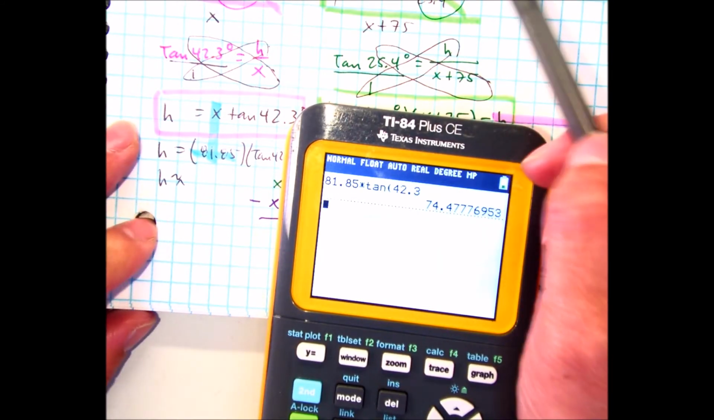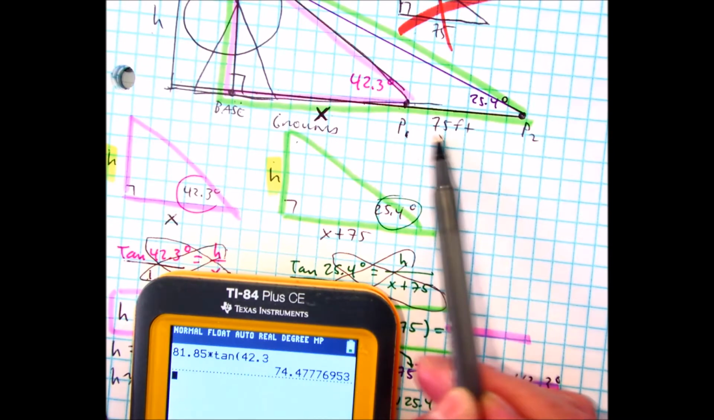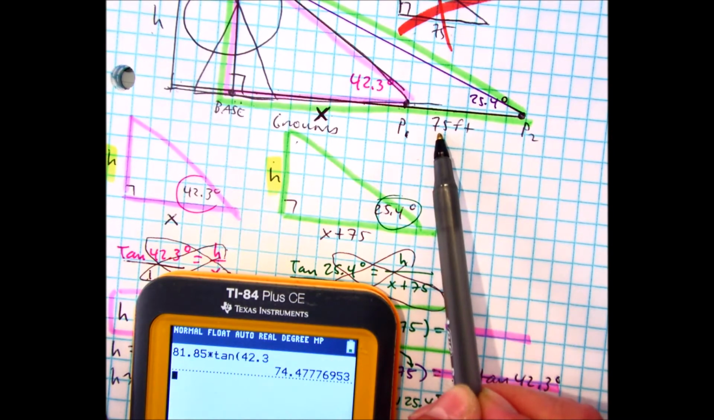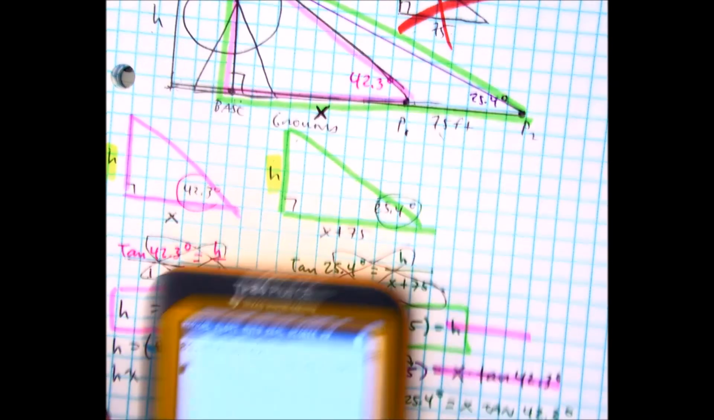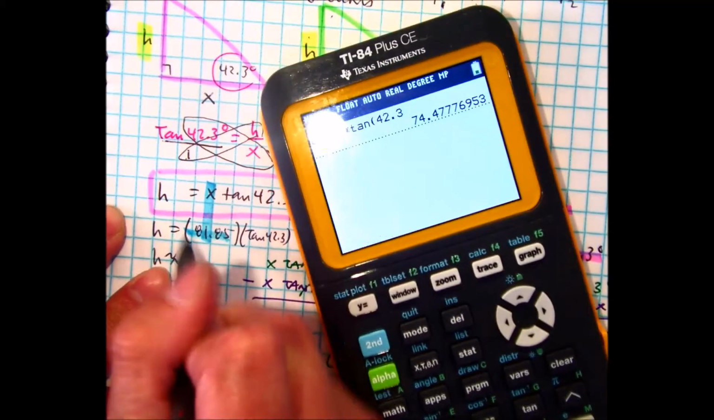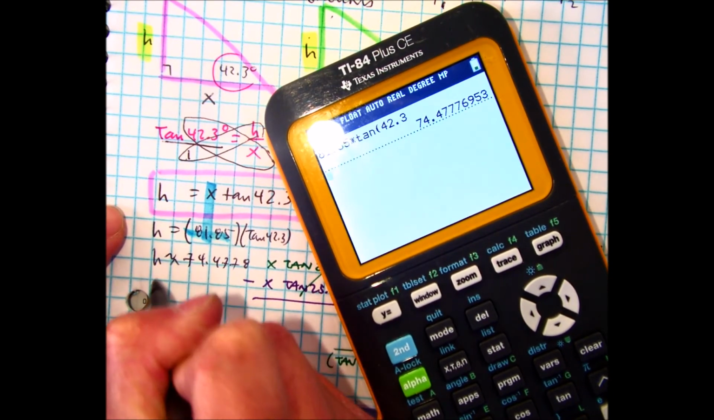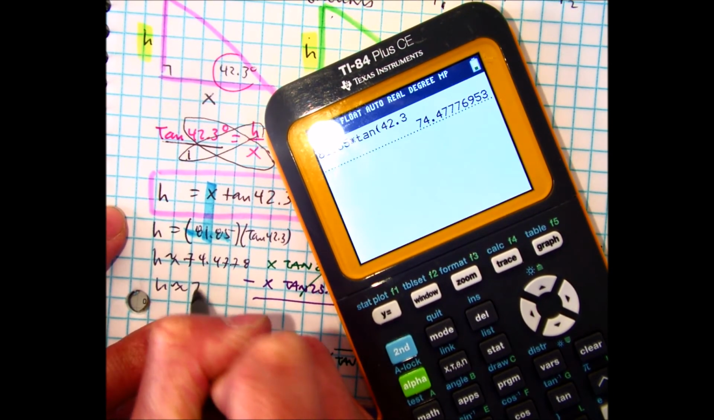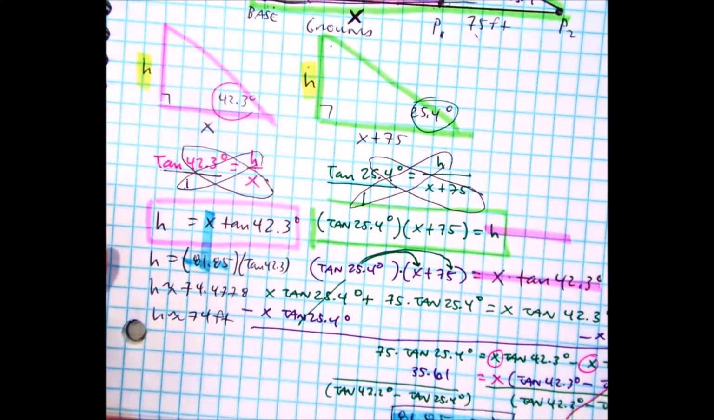And if you notice, all of my answers, notice how all of these are 2 significant digits and rounded to the nearest ones. Does that make sense? So I can put here 74.47778 if you want to, and then you can just say approximately 74 feet. Raise your hand if you got approximately 74 feet.